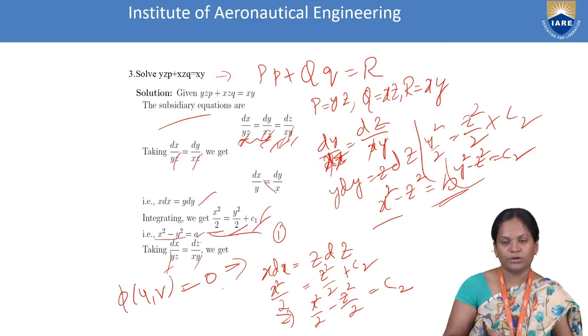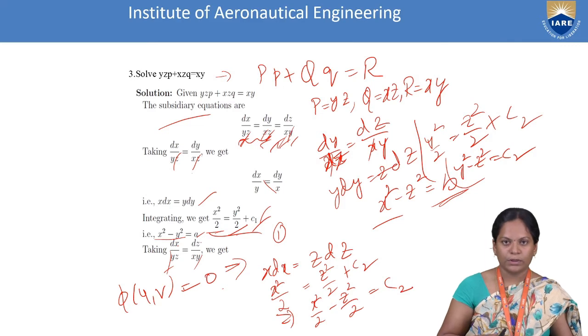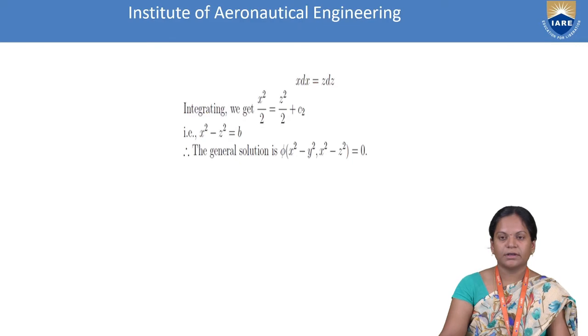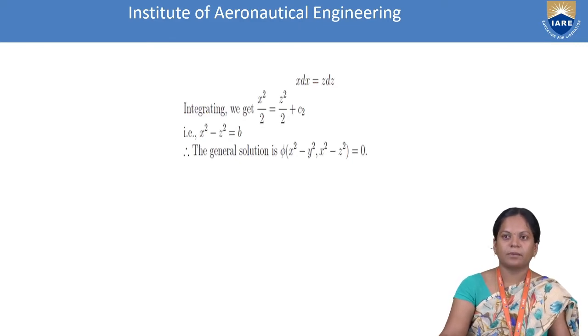If we consider 1, 2 or 2, 3 or 1, 3, anyway we'll get functions of x, y, z. u is a function of x, y, z, and v is also a function of x, y, z. So I'm considering here the first and third one. That's why I'm getting x dx equal to z dz. So take the integration. Integration of x, we already know, is x squared by 2, and the integration of z is z squared by 2 plus some arbitrary constant c2.